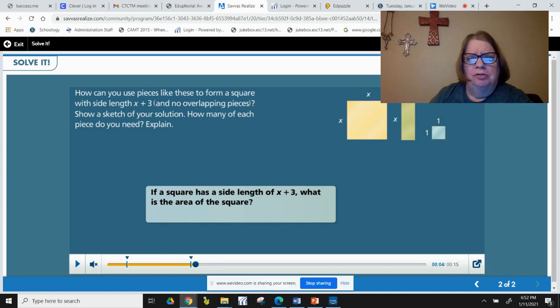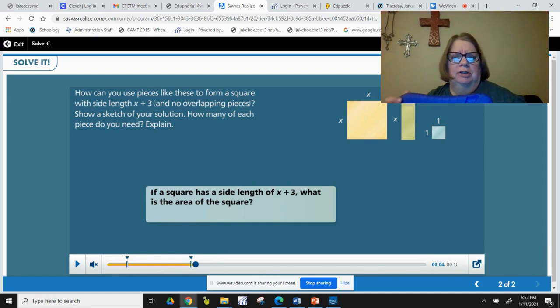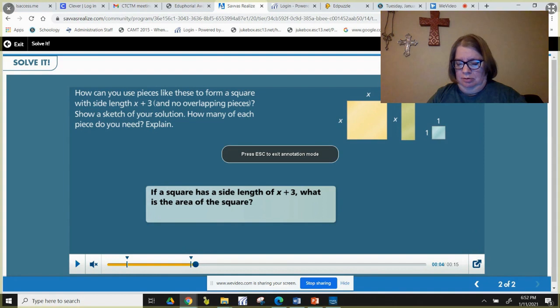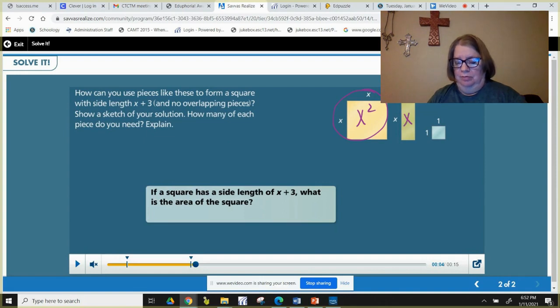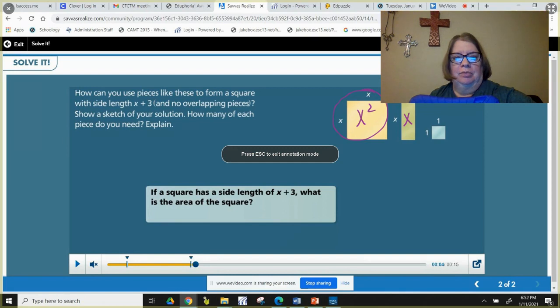I don't know if any of you used algebra tiles in your Algebra 1 class, but let me show you. This one is x squared, and this is an x, and this is just a number. So if we were going to make a square with a side length of x plus 3, we could use these tiles to fill in and find the area.